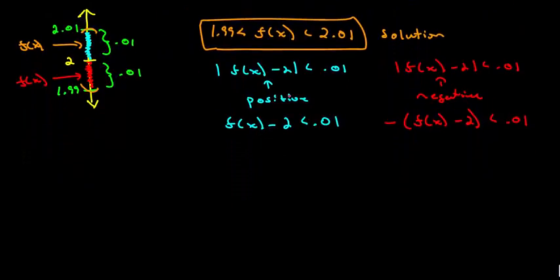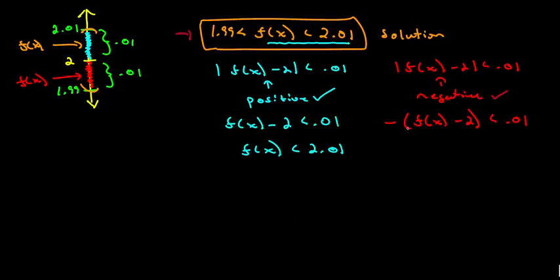Okay. So now we've split this into two separate cases. Case number 1, where it's positive, and case number 2 being where it's negative. So now we've got to solve both of these. And when we solve both of these, we're going to end up back here. Okay, so let's go ahead and check that out. This is going to be f of x. If I add 2 to both sides, that tells me f of x has to be less than 2.01. Right here, and that's this part of it right here.